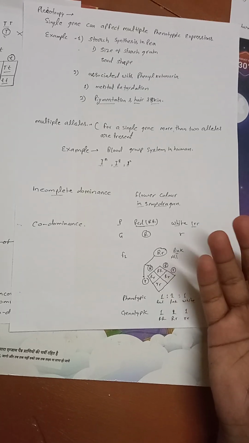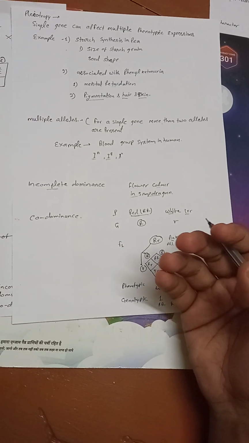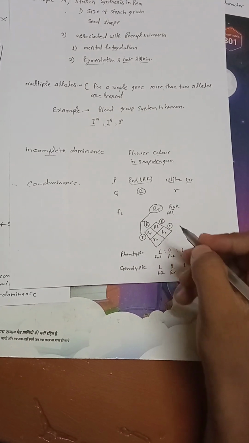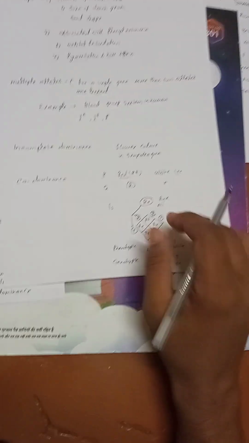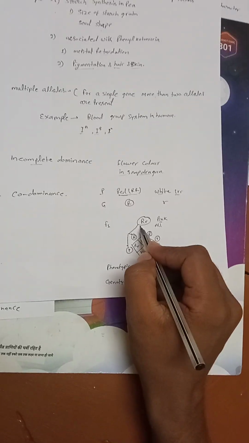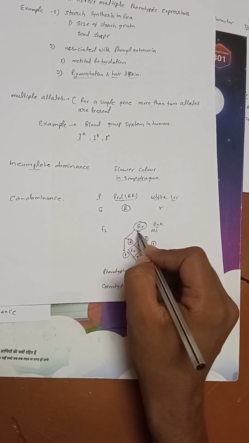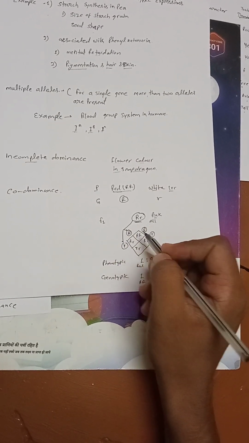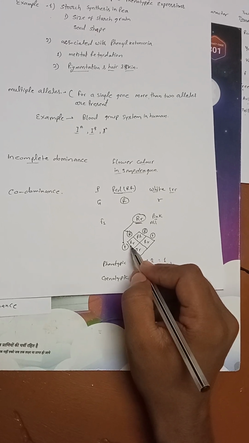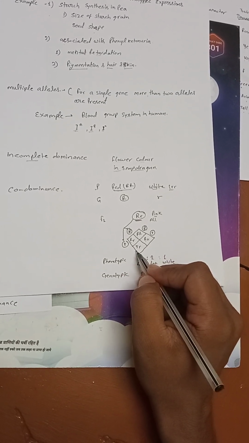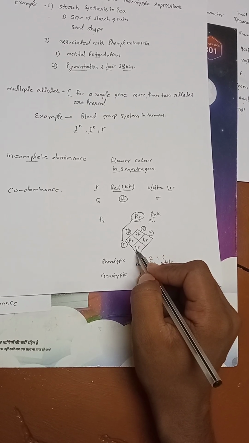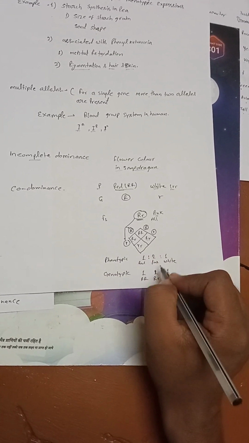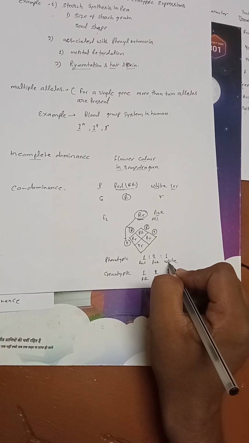And another example of such dominance is codominance. Let's discuss some more things in incomplete dominance. When we cross the F1 generation plants by selfing, we get capital R capital R, capital R small r, capital R small r, and small r small r. What we get here is one red flower, two pink flowers, and one white flower.